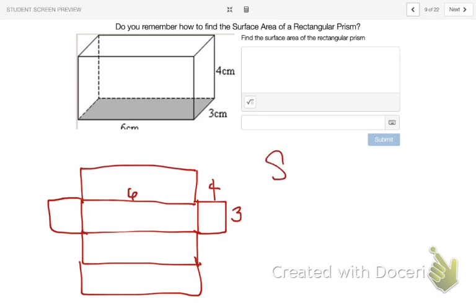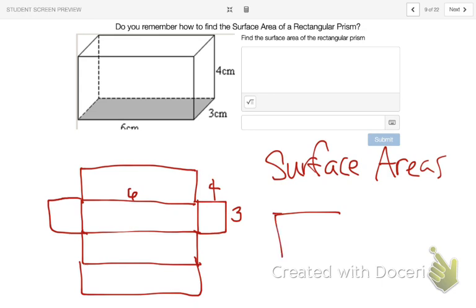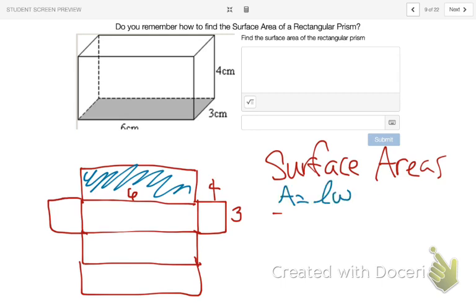And with surface area, we're finding the area of all of the surfaces. So if you were packaging up a gift, we would figure out how much wrapping paper we would need to cover the shape. So basically we want to find the area of all of these shapes. These are all rectangles, which should come in handy because the area of one rectangle is length times width. So really you're going to have to add all of these up.